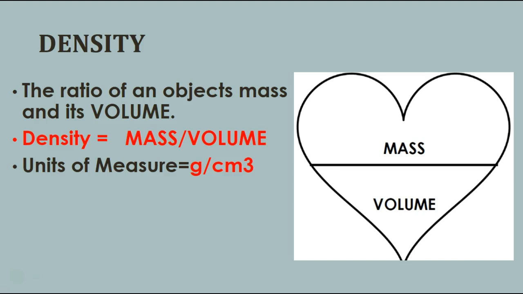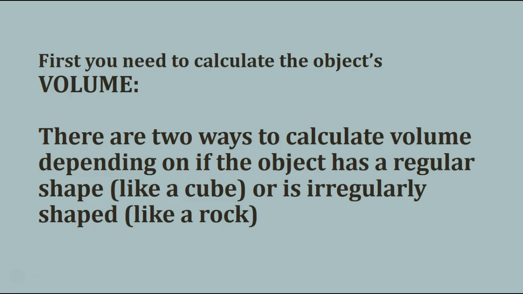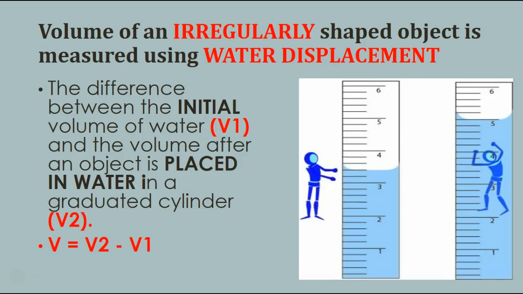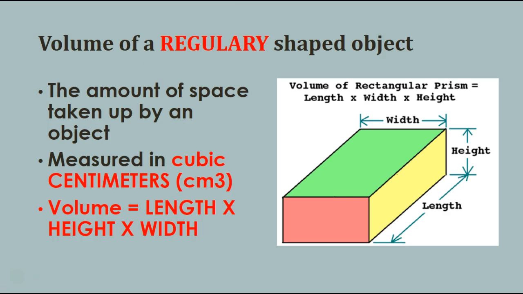But sometimes before you can calculate the density of an object, you might need to figure out the volume. And there are two ways you can calculate volume, depending on if the object has a regular shape like a cube or a prism, or if it's irregularly shaped like a rock. If the object is a regularly shaped object, then there are some calculations that you can do.